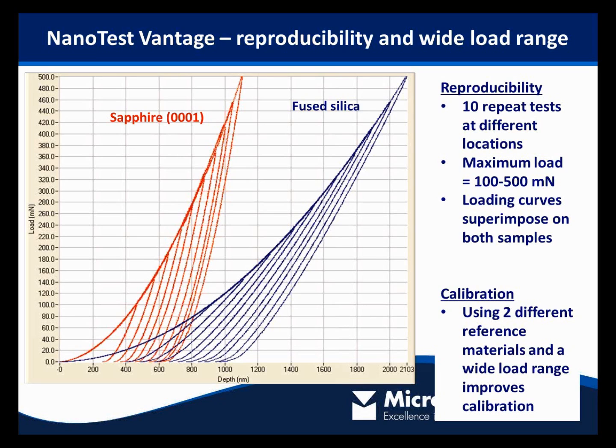And by using these two reference materials with very different properties, particularly a large difference in their elastic properties, so the sapphire has a Young's modulus of about 420 gigapascals, whereas the fused silica about 72, this improves the accuracy of calibration, in this case particularly the compliance of the instrumentation, which, whilst it's very small, needs to be subtracted from the data to get reliable results, particularly at very high load.